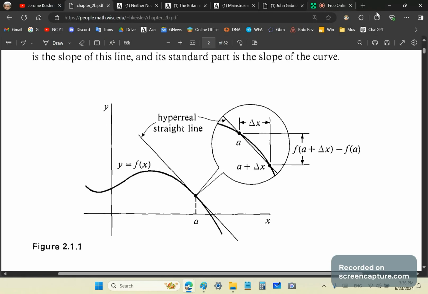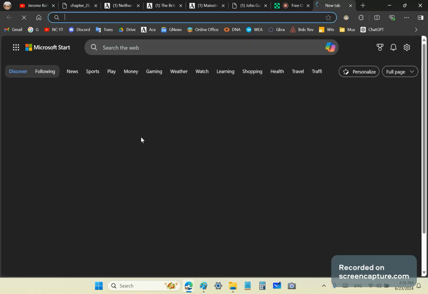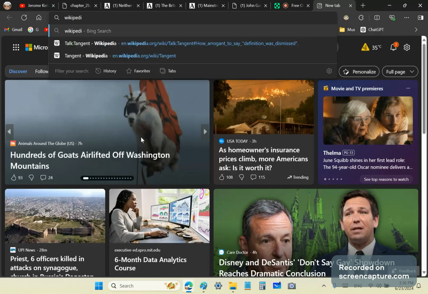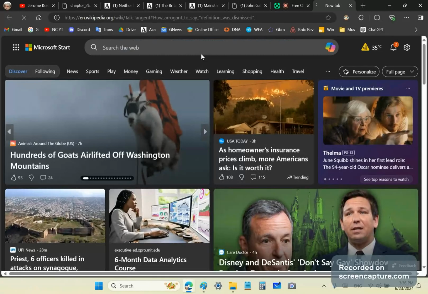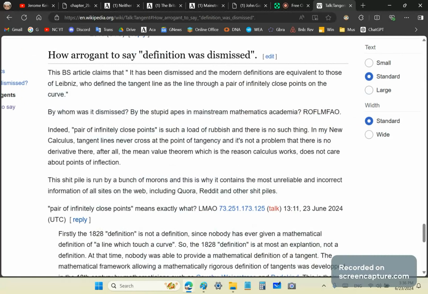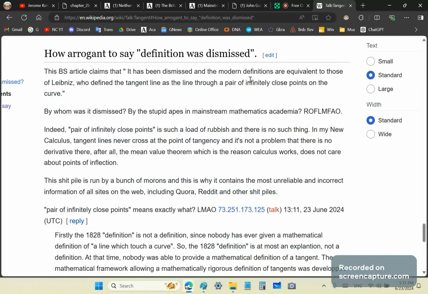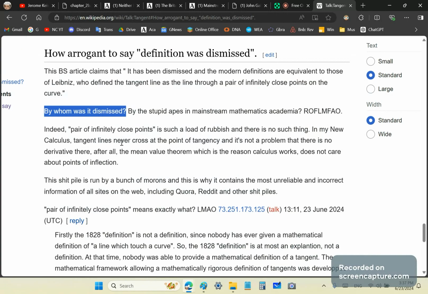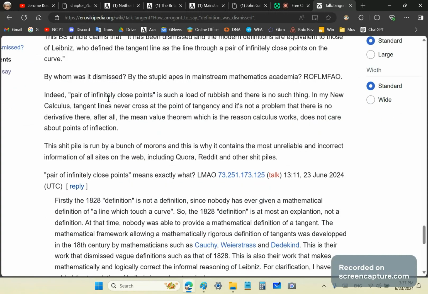Now, on the Wikipedia site, it's kind of funny because when they talk about tangent lines, let's just go there for a second. So I posted this here. I said, the article claims that he's been dismissed and the modern definitions are equivalent to those of Leibniz, who defined the tangent as a line through a pair of infinitely close points. I said, by whom was it dismissed? Notice they don't state who. By the apes in mainstream mathematics academia. Indeed, a pair of infinitely close points is such a load of rubbish that there is no such thing. You can't even describe what it means to be a pair of infinitely close points.